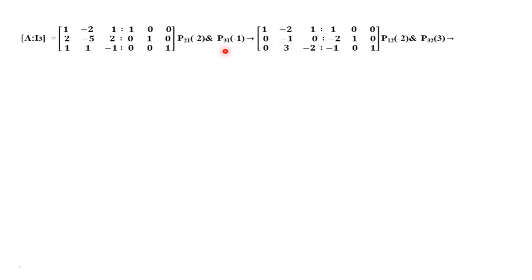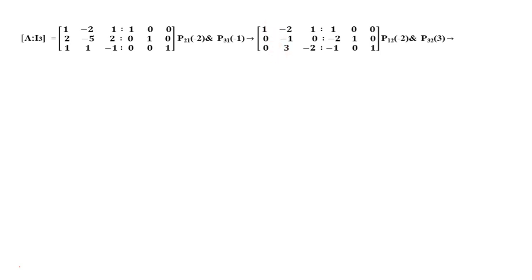Next, we perform another elementary row operation, to change here. We have to make 0. So P31 of minus 1, that is we multiply the first row by minus 1 and add this to the third row so as to get the new elements as 0, 3, minus 2, minus 1, 0, 1 instead of 1, 1, minus 1, 0, 0, 1. So here first column becomes the first column of the identity matrix, 1, 0, 0.